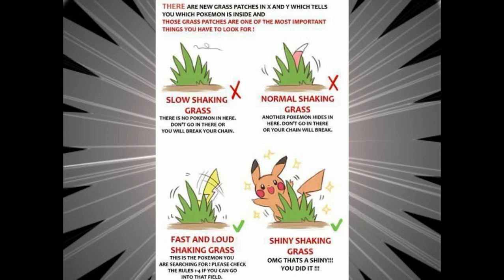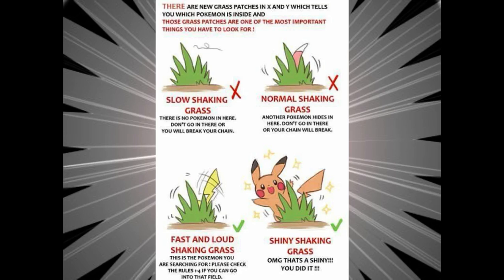All right, now here's the thing. In X and Y, they added some cool mechanics to it, talking about how the grass shakes. Like I think in Black and White, they added something where you could tell it was a double battle, or something, I can't remember exactly what, but it changed the way some grass patches would shake, so you knew it was multiple Pokemon. So it's kind of like this, but more.